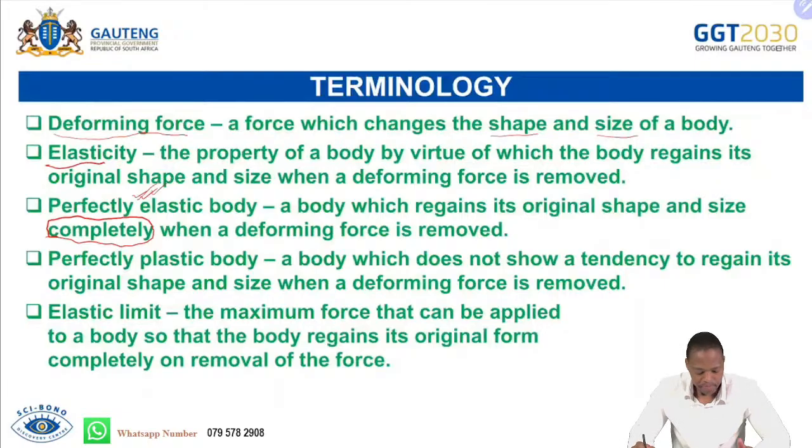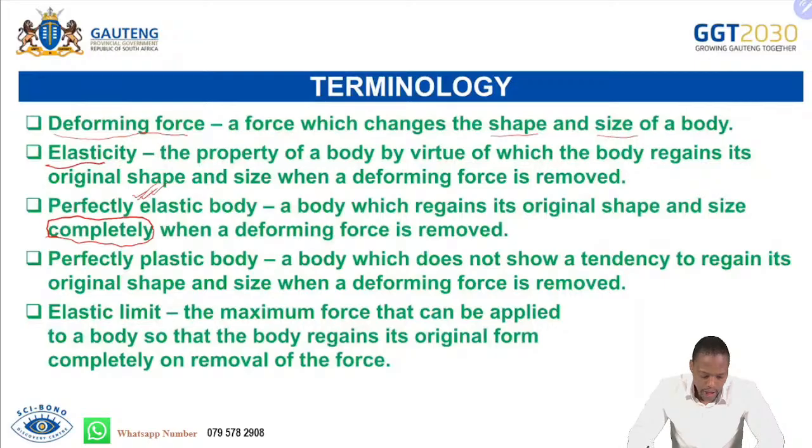Perfectly elastic. And a perfectly plastic body is a body which does not show a tendency to regain its original shape and size when a deforming force is removed. So we'll also be looking at perfectly plastic bodies. In this case, when we talk plastic, we're not talking plastic, the synthetic material, we're talking the type of a body. Does it regain its original shape and size? In this topic, when an object does not regain its original shape and size, we say it is now plastic, not plastic, the synthetic material, I repeat.